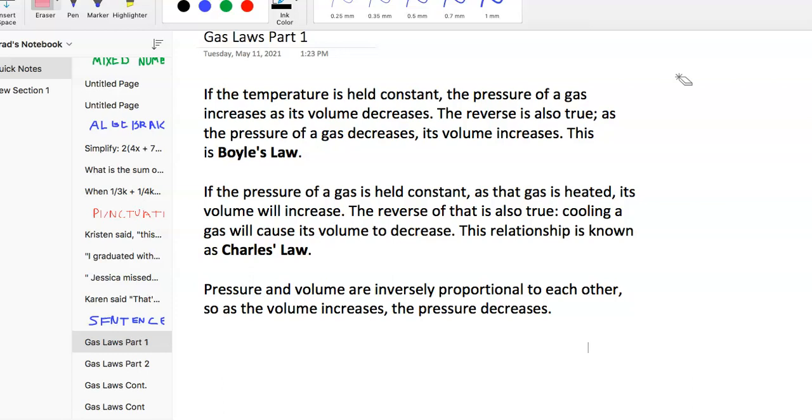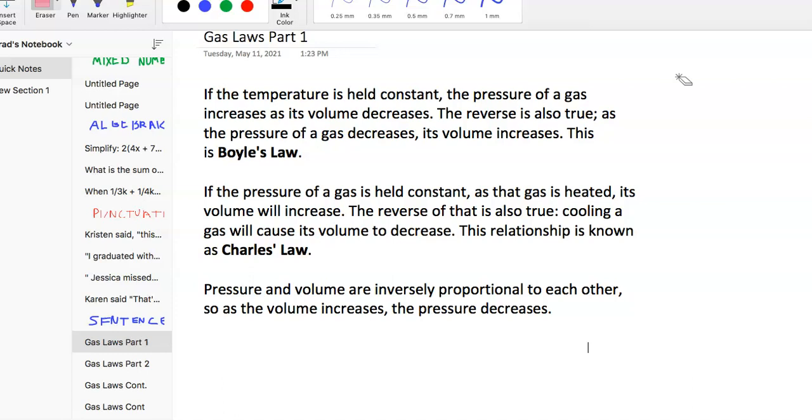If the temperature is held constant, the pressure of a gas increases as its volume decreases. The reverse is also true. As the pressure of a gas decreases, its volume increases. This is Boyle's law. When using Boyle's law, it is understood that the quantity and the temperature of the gas remain constant.